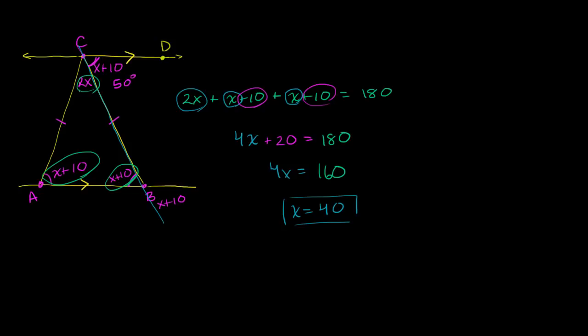This is 2x, so 2 times 40, this is an 80-degree angle. It doesn't look like it the way I've drawn it, and that's why you should never assume anything based on how a diagram is drawn. So this right over here is going to be an 80-degree angle, and these two base angles right over here are also going to be 50 degrees. So you have 50 degrees, 50 degrees, and 80. They add up to 180 degrees.